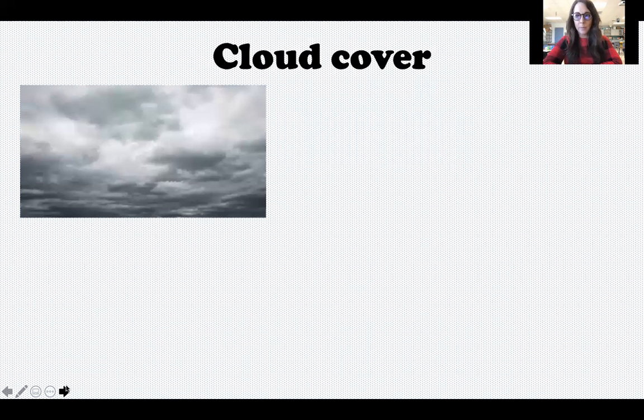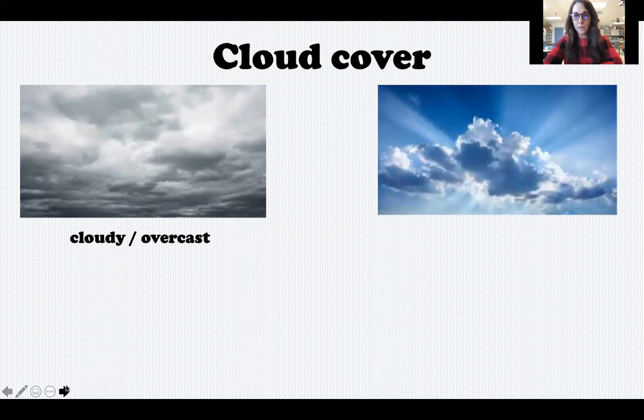This basically just means how many clouds are in the sky. Sometimes we look up at the sky and it's very gray. The entire sky is covered in clouds. We would call this a cloudy or an overcast day. Other times we look up at the sky and we see some clouds, but we also see some blue sky and sunshine. This would be what we call a partly cloudy day because part of the sky has clouds, part of the sky has sun.